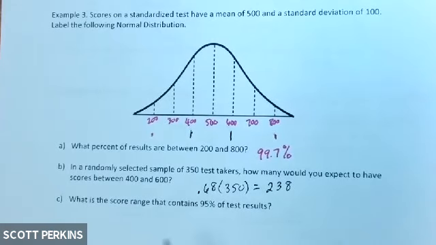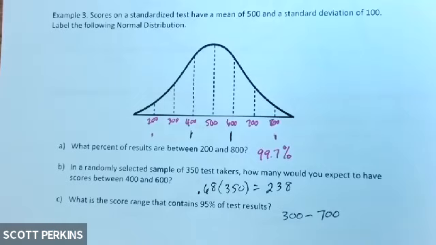Anyway, what is the score range that has 95% of results? Yep, two standard deviations in each direction. So 300 to 700. Before I stop the recording, anybody got a question or anything about this?